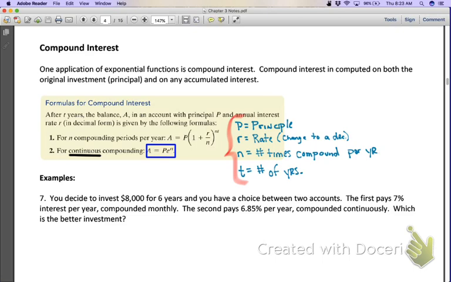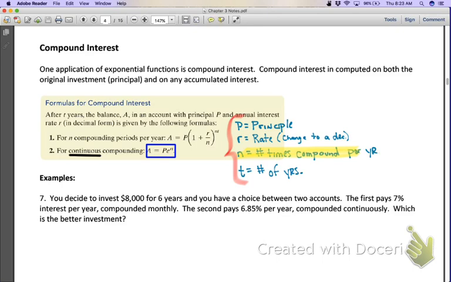Okay? If it doesn't say anything about the number of times per year, if it doesn't say monthly, it doesn't say weekly, then it's most likely going to be continuously, or something went wrong. So those are the 4 parts you need. If it doesn't say anything about the number of times per year, then it's most likely going to be continuously, and it will have the word continuously in the problem. That is your key tip-off that, hey, I need to use the continuously compounded interest formula.